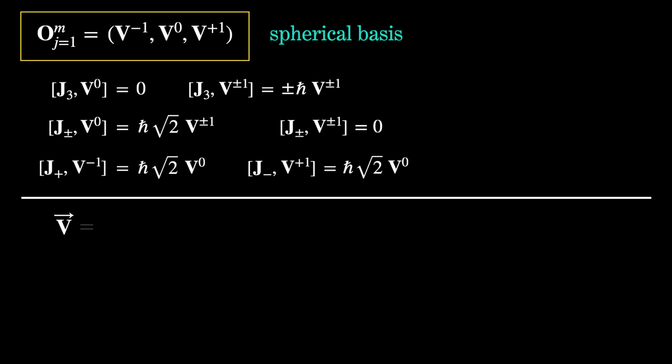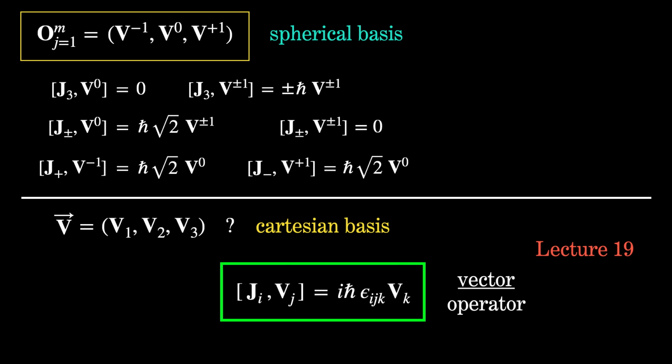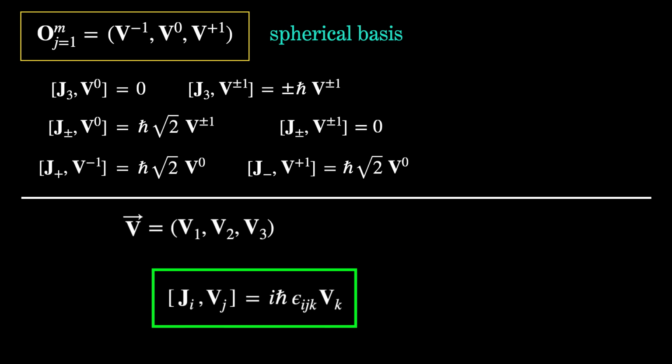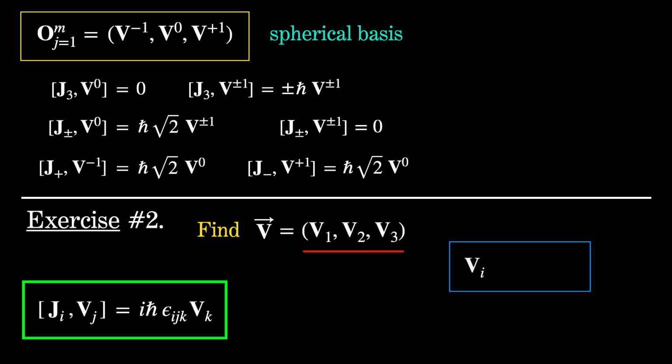What about the components of a vector operator in the Cartesian basis? This is the form of the vector operator we are familiar with from lecture 19, which satisfies the commutation relation in the green box. How are the components in these two bases related? You can work this out in this exercise. Find the Cartesian components of the vector operator V in terms of its spherical components above.